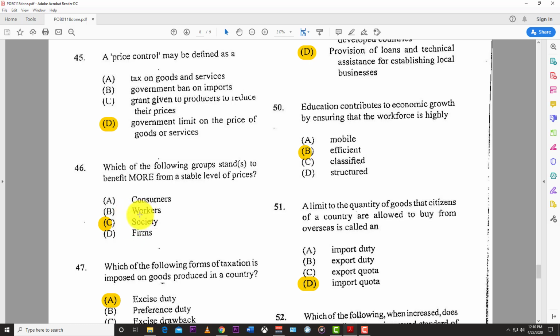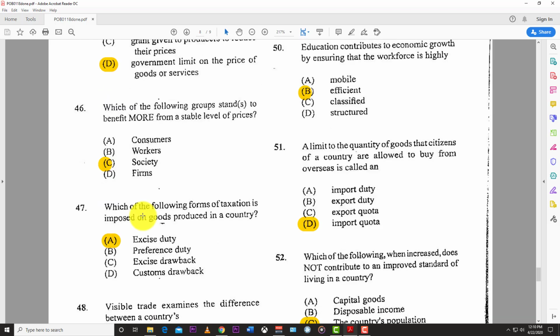Deflation is of course poor for the economy. You don't want your prices going down. That's bad for everybody here. So the best answer here for stable prices is society, because that's the main aim of the government. They use monetary policy to ensure that prices remain stable for everybody in society, not just for one set but for everybody.